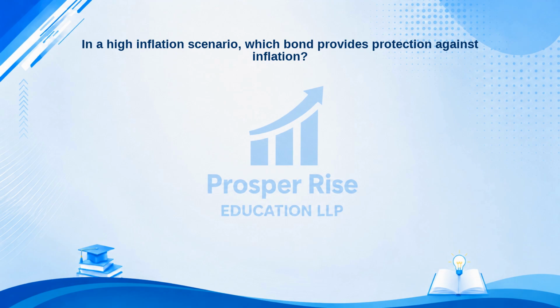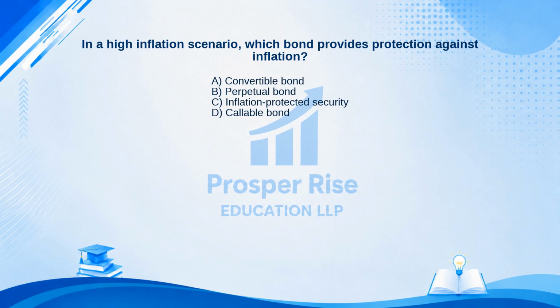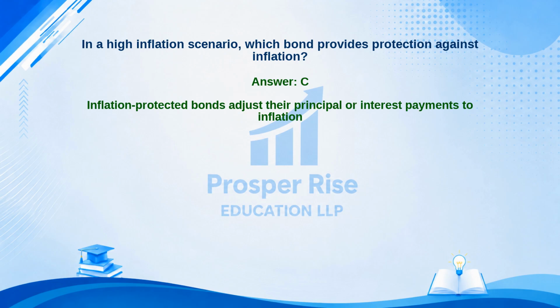Here is another practice question. In a high inflation scenario, which bond provides protection against inflation? Here are your options. A. Convertible bond. B. Perpetual bond. C. Inflation-protected security. Or D. Callable bond. Take a moment to pause the video and decide. The correct answer is option C. Let's see why. Inflation-protected bonds adjust their principal or interest payments to inflation.